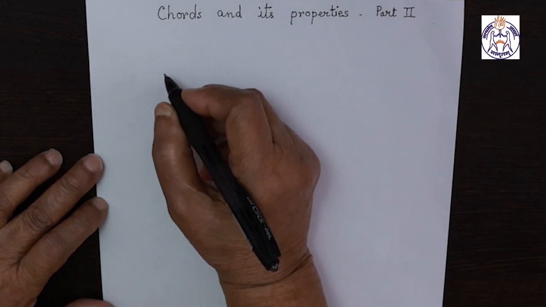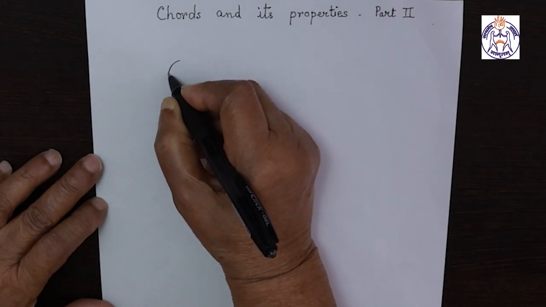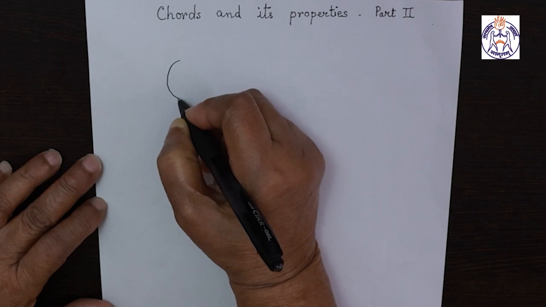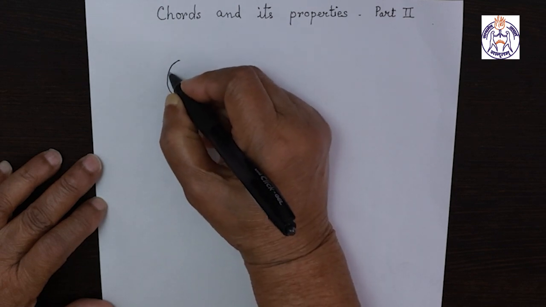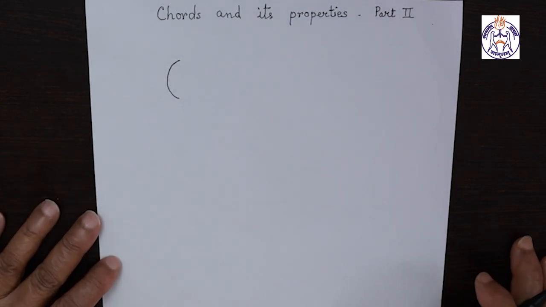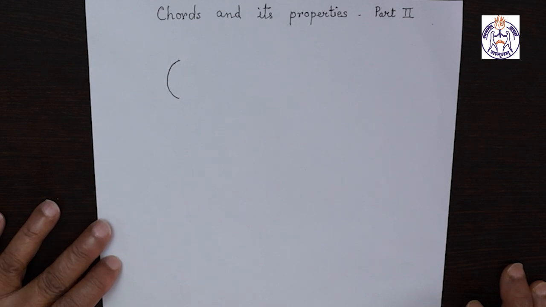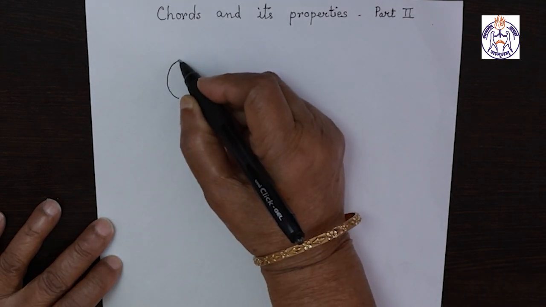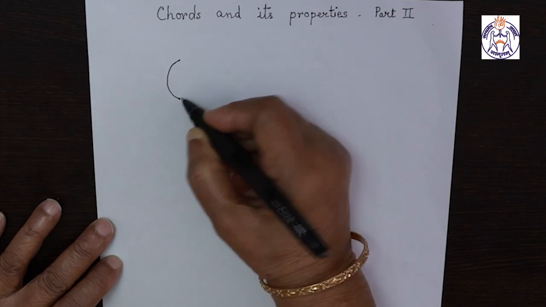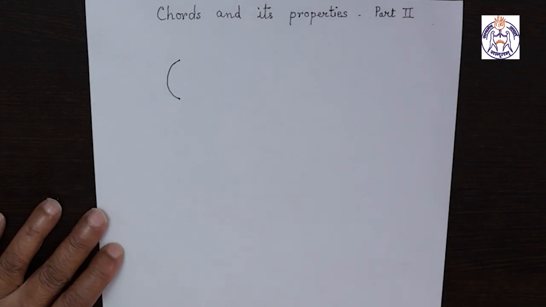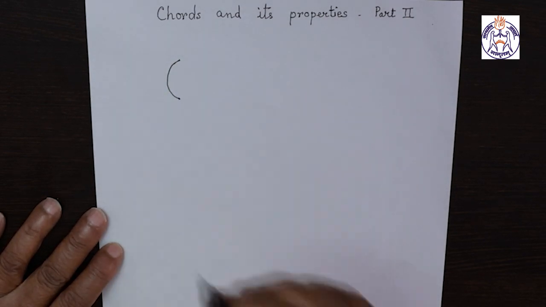Suppose a small arc has been drawn on your notebook. As you know, an arc is part of a circle. How can we complete the whole circle when we have just a small arc? We have to think where the center of this arc is. If we get the center, then we can complete this circle.